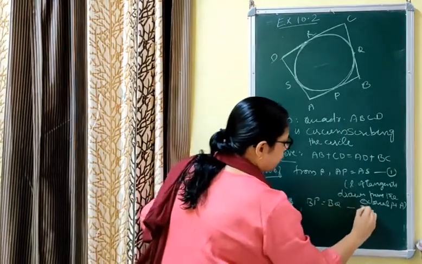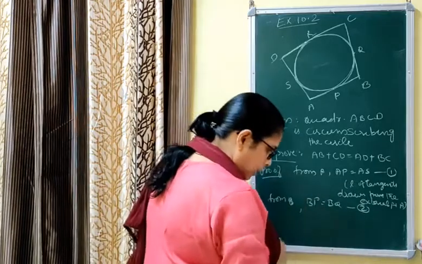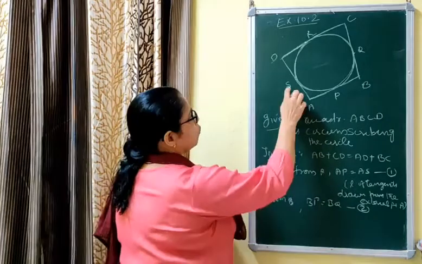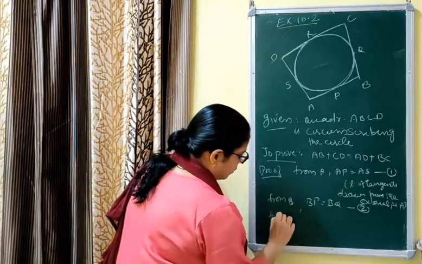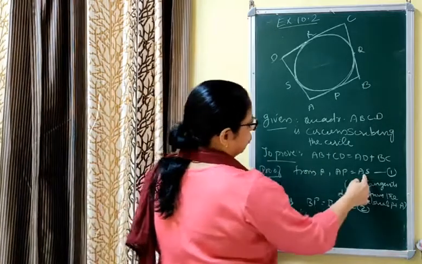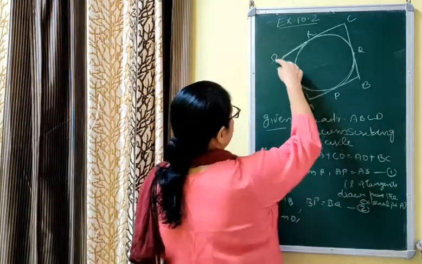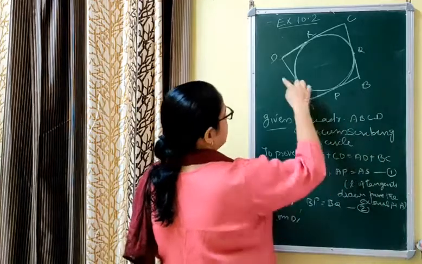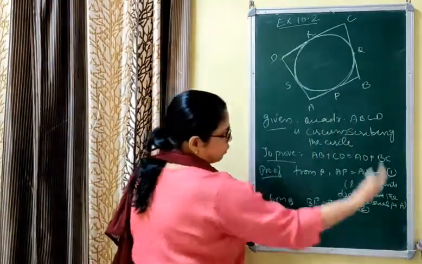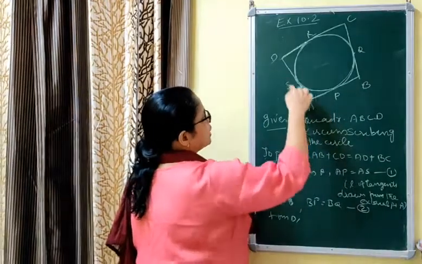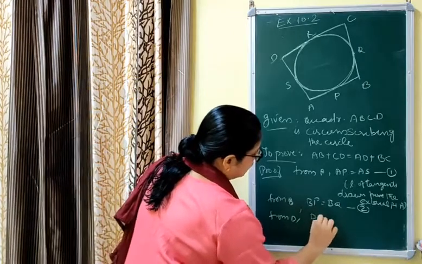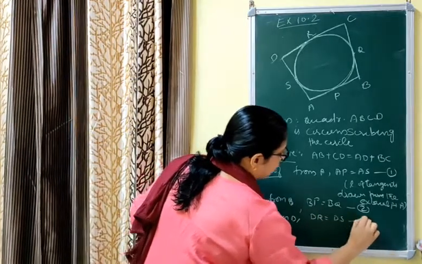Again same property, no need of writing the theorem again and again. Next one is from D. Now from D, which one will we take? Here you have AS, so if you write DS on the right side, then AS plus DS will also become AD. Since you took AS, if you write DS on that side, then adding AS plus DS gives AD. Then from D, you have to write DR equal to DS. That is equation number 3.